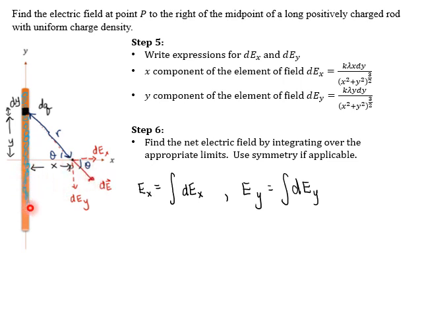If you look at the bottom half of the rod, you would see that any component of electric field you draw would point up because it would be away from a charge. It would point up and right. So since the top half has y components that point down and the bottom half has y components that point up, the total electric field in the y direction would be 0.